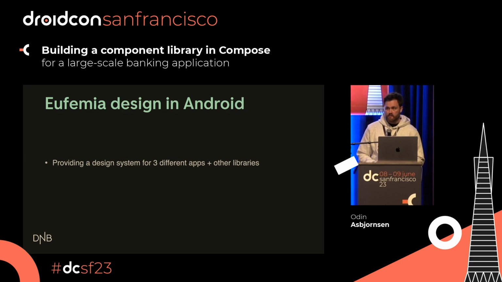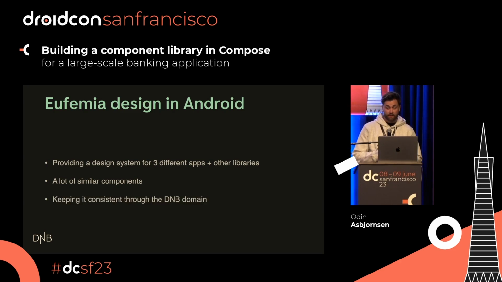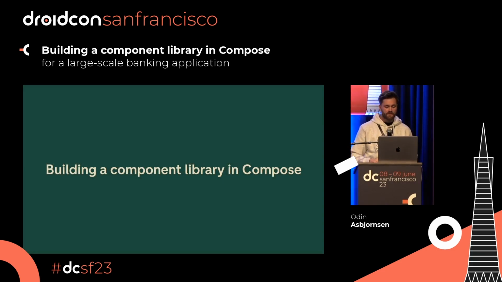So we saw that we were providing a design system for 3 different apps, and we have a lot of internal libraries that also use this design system. And all of these applications had a lot of similar components. For us, it was key to keep those components consistent through the DMB domain itself. So we wanted to build a component library that could abstract away what we wanted and help the developers do that as well.